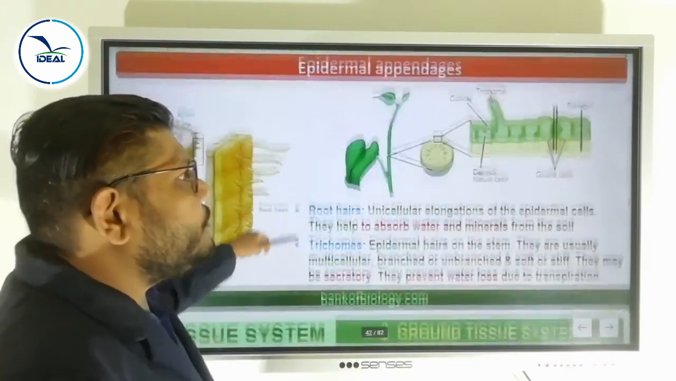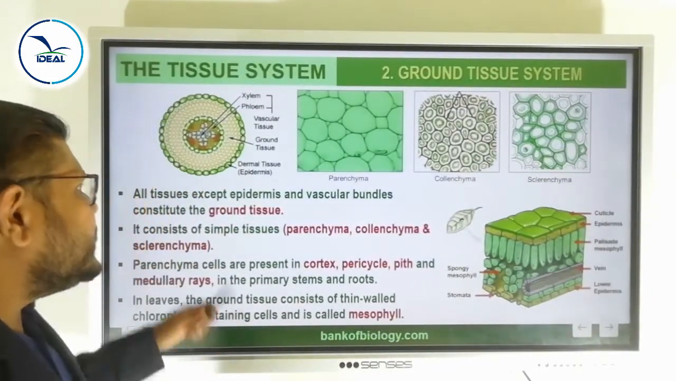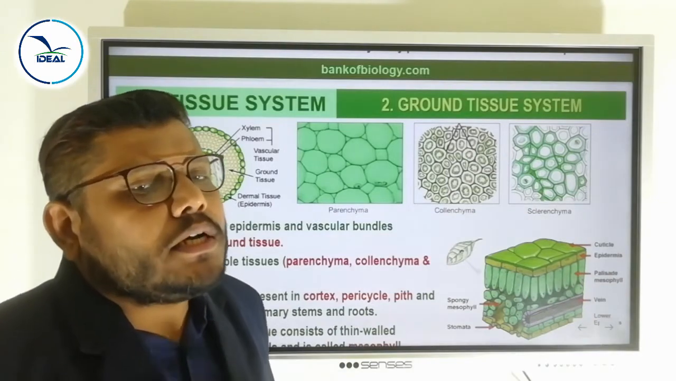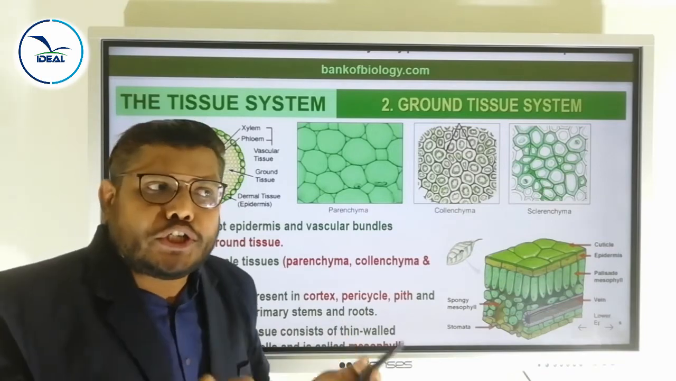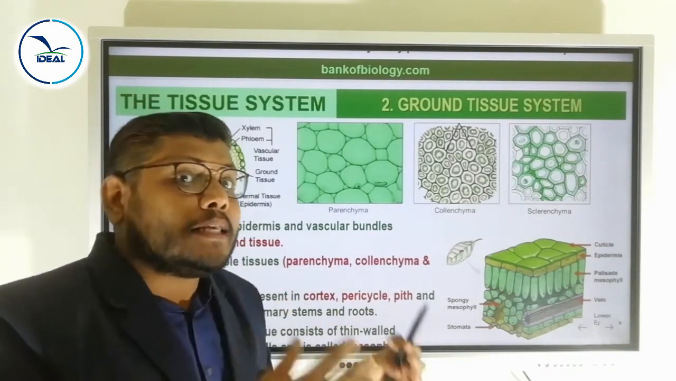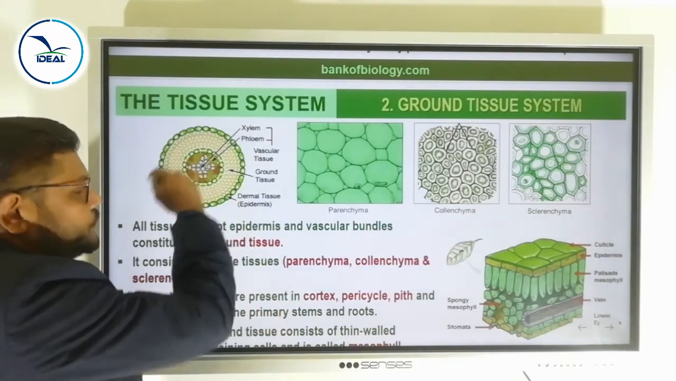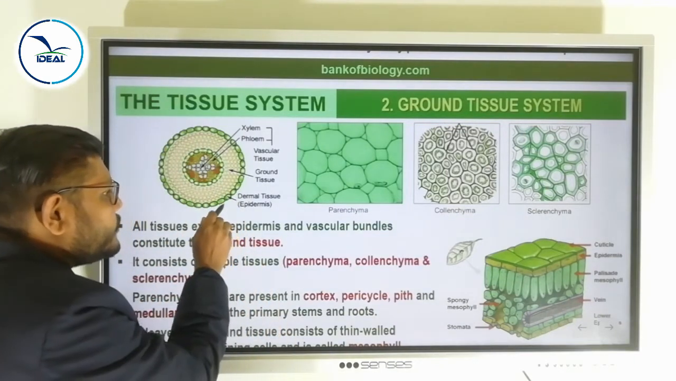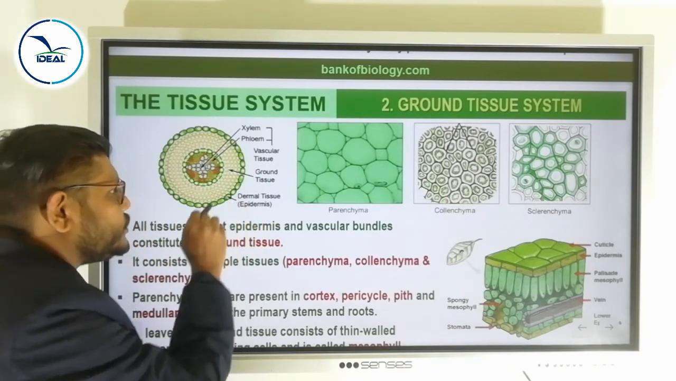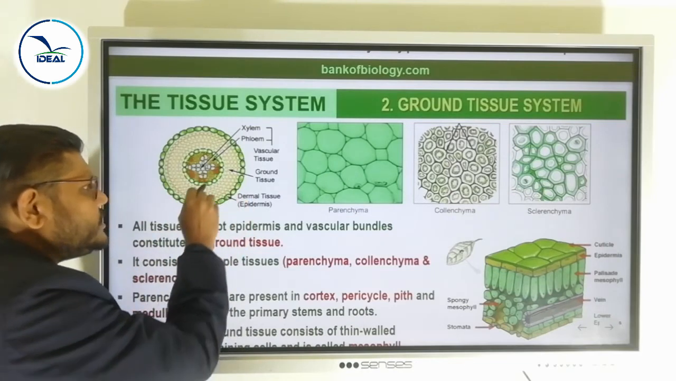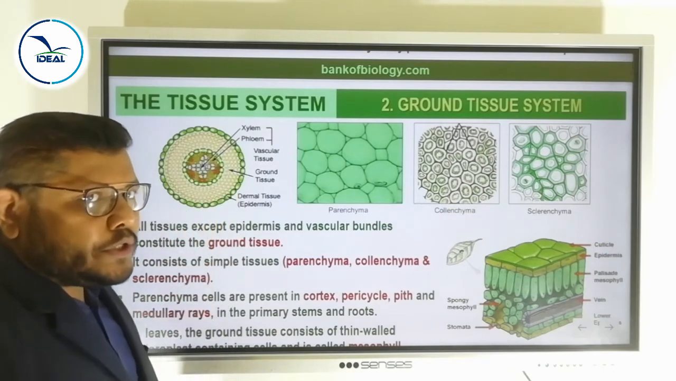Then another type of tissue system is called the ground tissue system. What is the ground tissue system? All tissues except epidermis and vascular bundle are called ground tissue. Look here, this is one of the tissue systems. The outermost layer is considered the epidermal or dermal tissue system. Within it, another tissue system is present. This part is considered the ground tissue system.